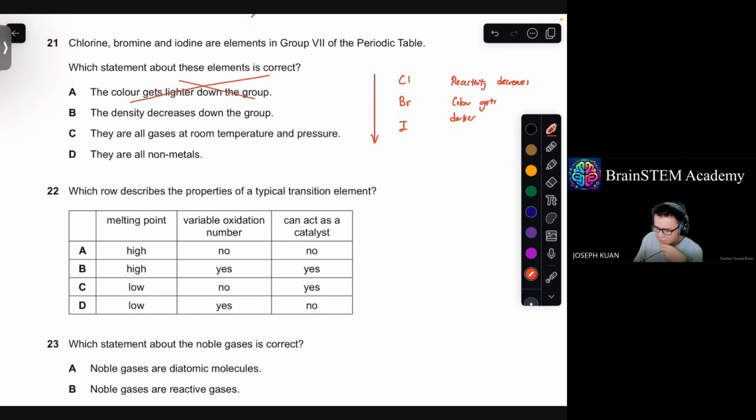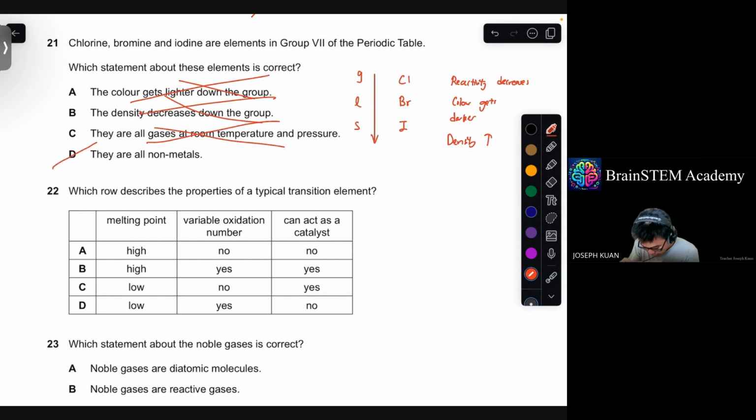B, the density decreases down the group. No, the density actually increases down the group. C, they are all gases at room temperature and pressure. No, because the melting point and boiling point increase down the group. So essentially, it goes from gas, to liquid, and then to solid. So the answer is D.